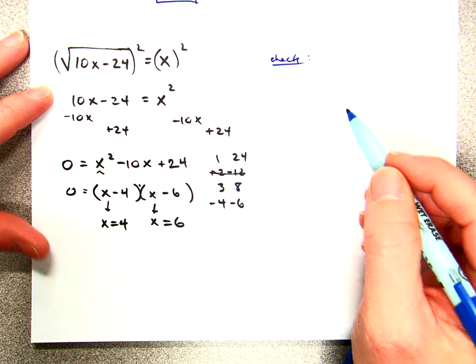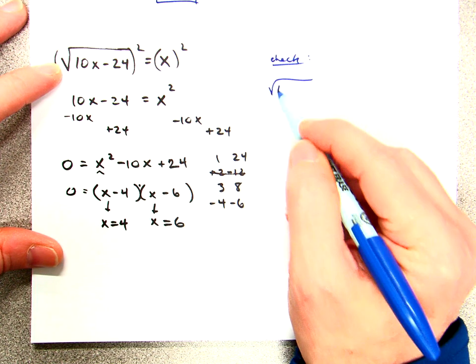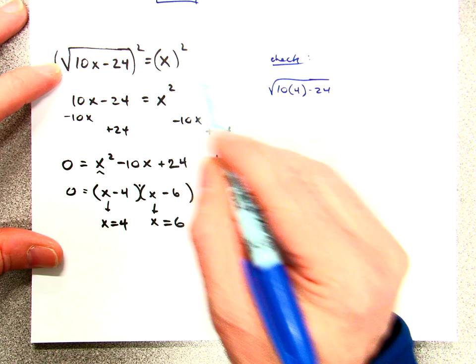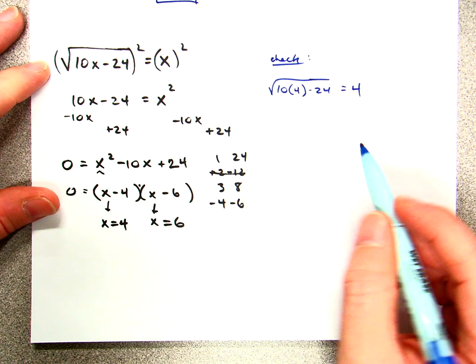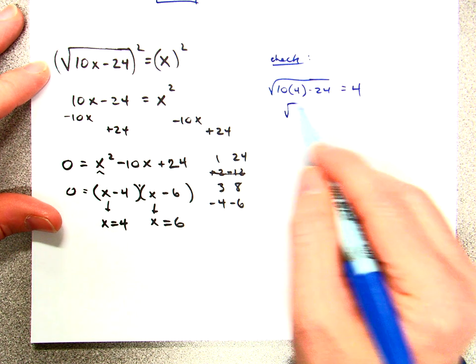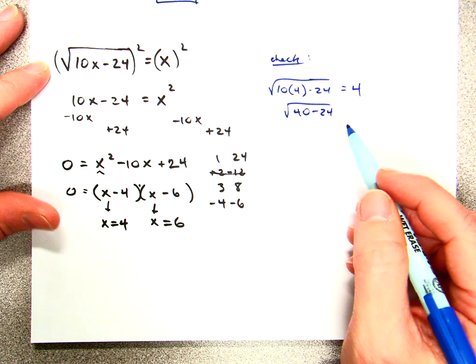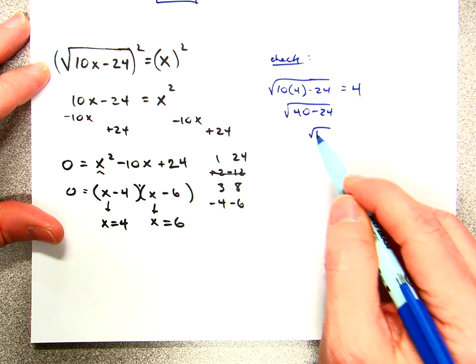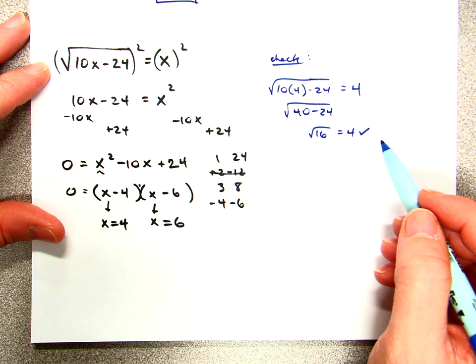Okay, so here we go. I'll start with 4. So we got the square root of 10 times 4 minus 24, and then minus x, which is 4. I got to plug in 4 into both places. Let's see, so what do we got? 10 times 4 is 40. 40 minus 24, what's that, 16? So square root of 16 equals 4? Yeah, square root of 16 is 4, so that works, right?